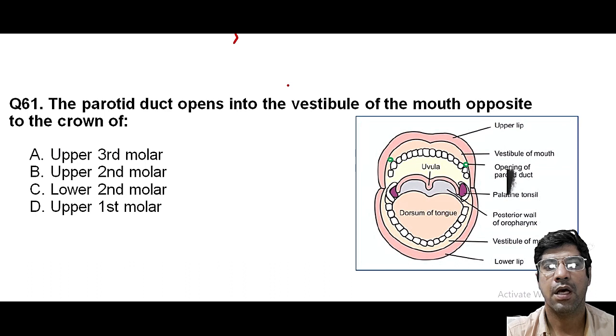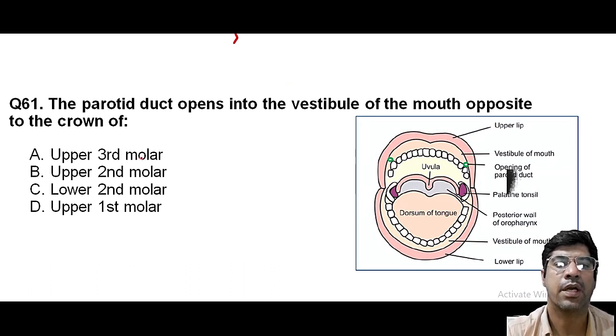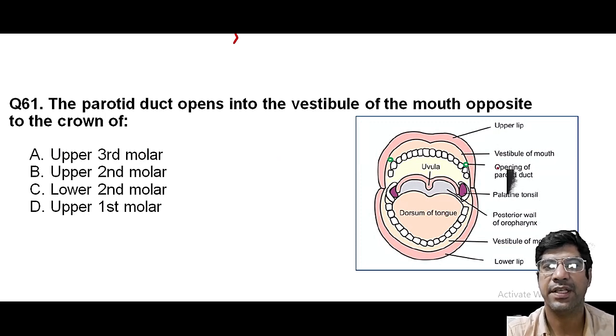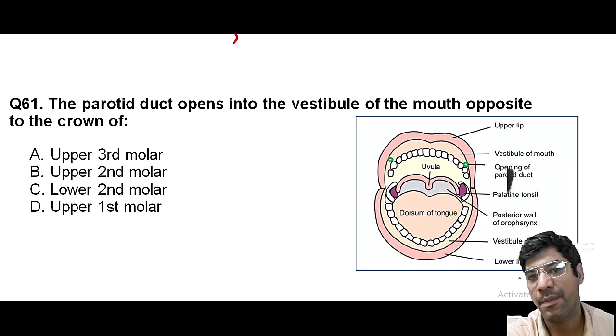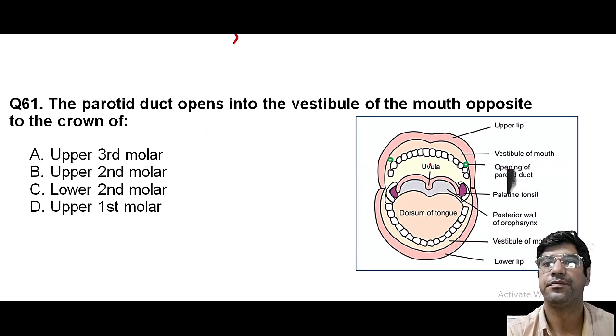Next question, the parotid duct opens into the vestibule of the mouth opposite to the crown of... this question we have already discussed in the previous MCQ. The answer is the opposite second molar tooth. The parotid duct, also known as Stenson duct, opens into the vestibule of the mouth opposite which molar? Crown of the upper second molar. Remember, opposite the crown of the upper second molar. So that is your answer.